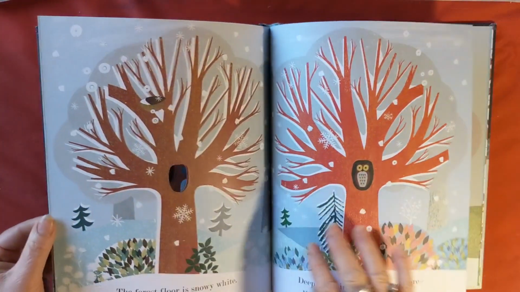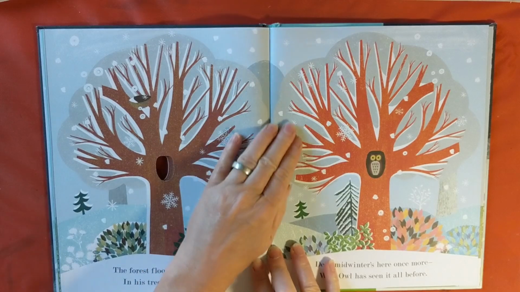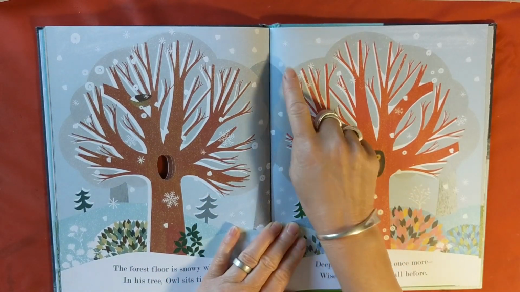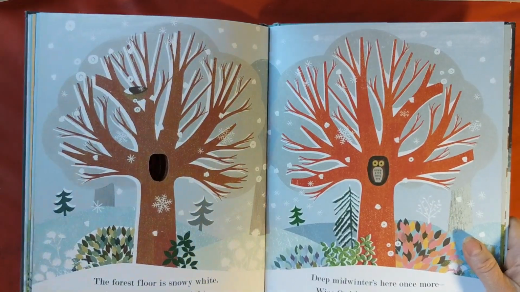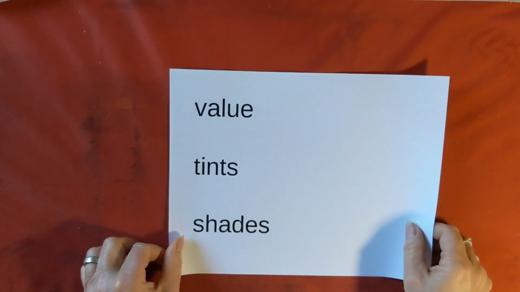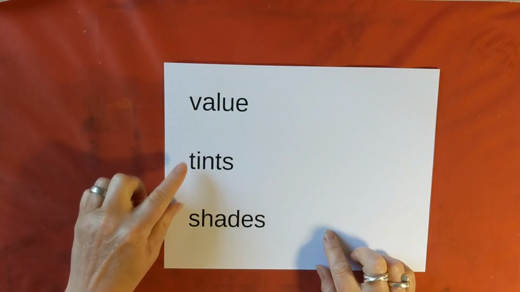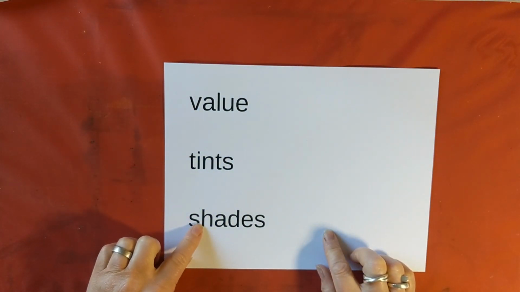Our tree is going to be a little bit more like our winter tree, with just the branches showing and none of the leaves. So that's the sort of tree that we're going to do today. So words that we're going to use are value, tints and shades.